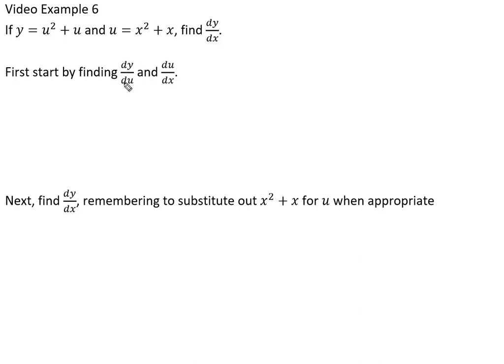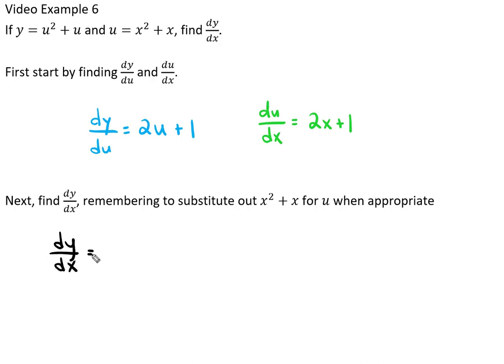So when it says find dy du, that means find the derivative of y with respect to u. Dy du is this derivative. That would be 2u plus 1. And then du dx would be the derivative of u with respect to x. So that would be 2x plus 1. Now to find dy dx, what we're going to do is find dy du, and then du dx, and so that becomes dy dx.